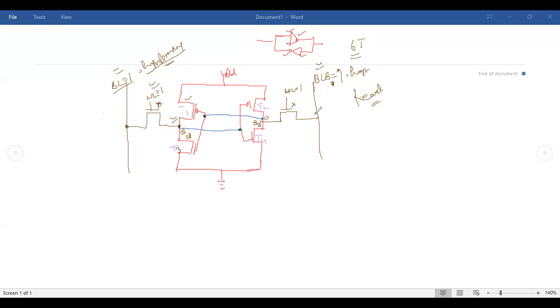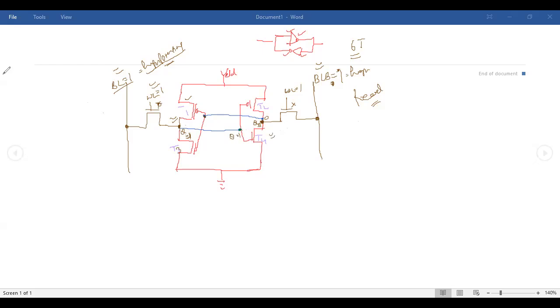But what is the condition here? You have a high potential here, but QB is equal to 0, so you have low potential here. And why do you have low potential here? Because Q is equal to 1, giving high over here. This T4 is on.